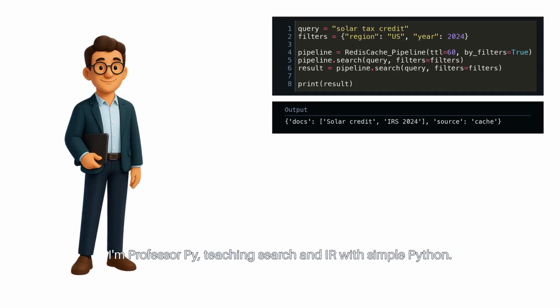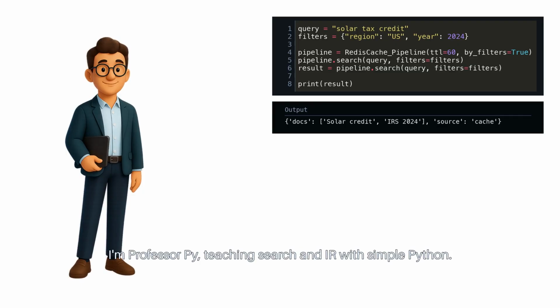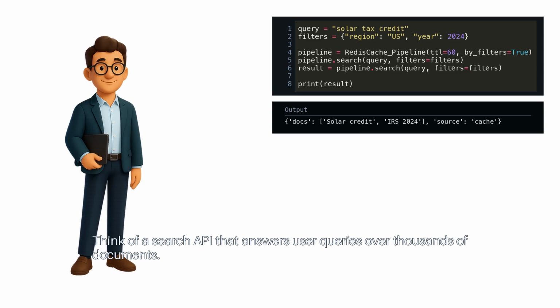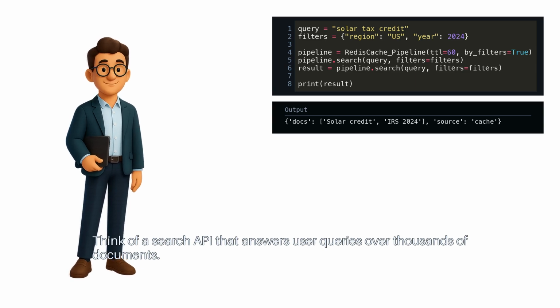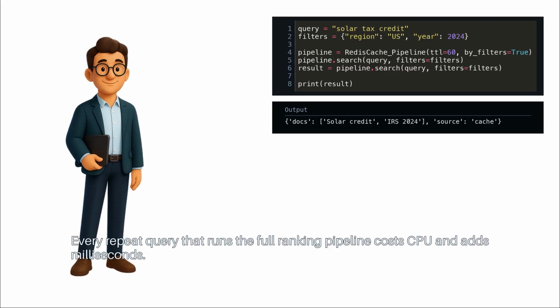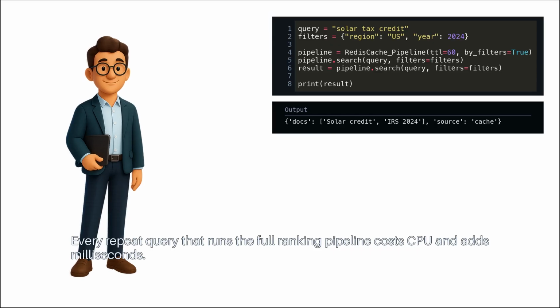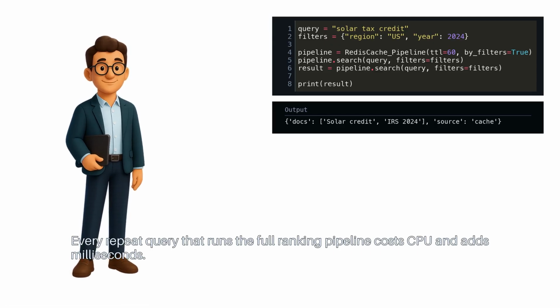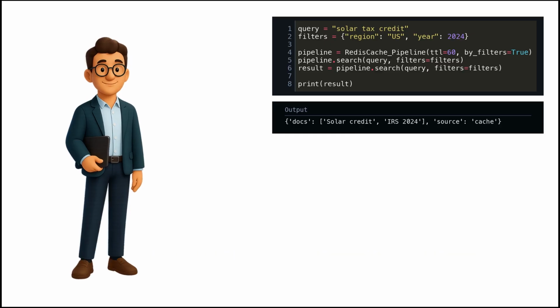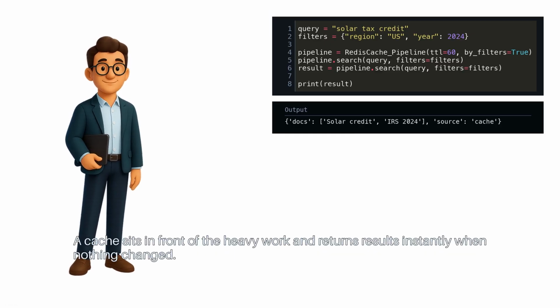I'm Professor Pi, teaching search and IR with simple Python. Think of a search API that answers user queries over thousands of documents. Every repeat query that runs the full ranking pipeline costs CPU and adds milliseconds. At scale, those milliseconds add up to unhappy users and higher bills. A cache sits in front of the heavy work and returns results instantly when nothing changed.